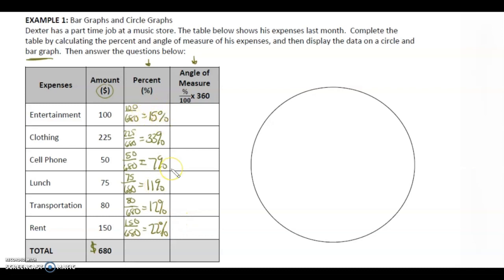Okay, if we take a look at this percent column and add up all of these percentages, this actually totals 100%, which is exactly what we want because we have the proportion of every single expense for Dexter out of the 100% of his money or his budget.